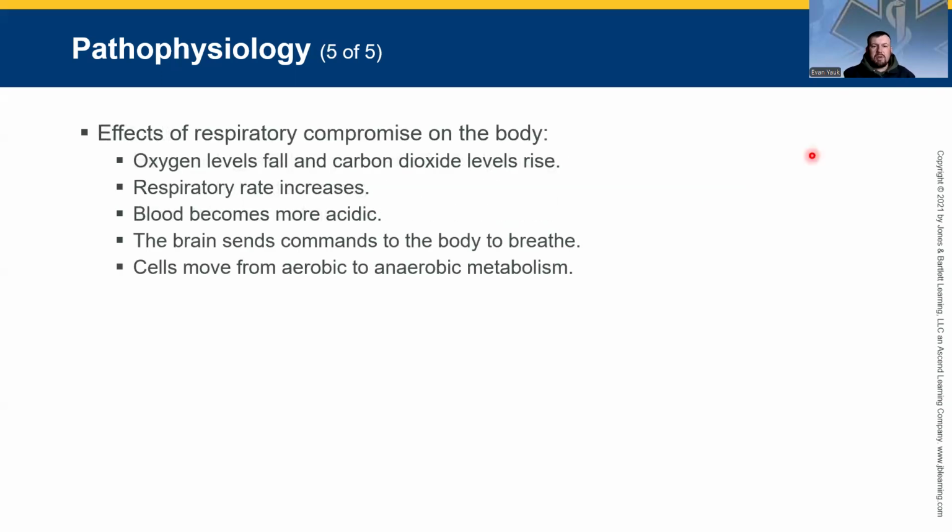Effects of the respiratory compromise on the body. So oxygen levels fall and carbon dioxide levels rise. Remember, our body measures our carbon dioxide level, not our oxygen level. Respiratory rate increases, the blood becomes more acidic. The brain sends commands to the body to breathe. Cells move from aerobic to anaerobic metabolism. So now we're lacking oxygen.